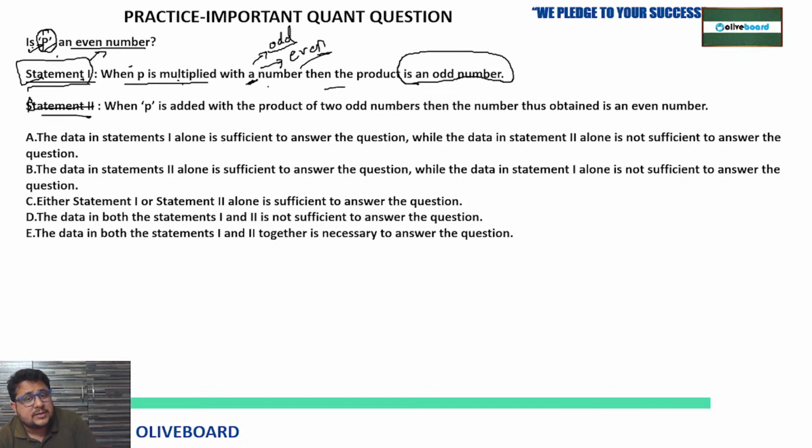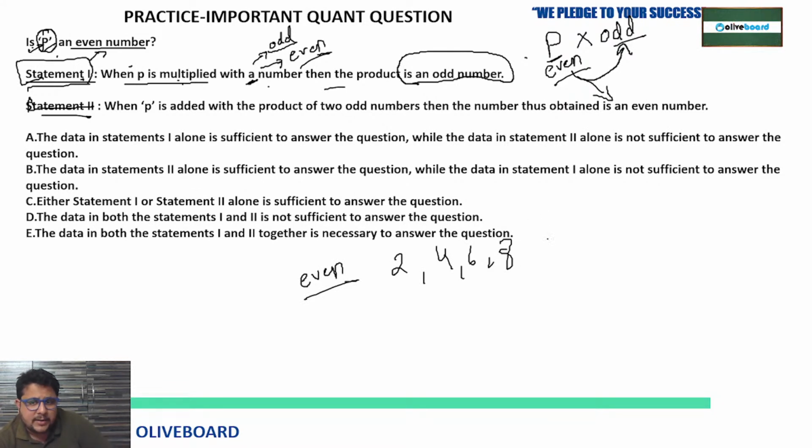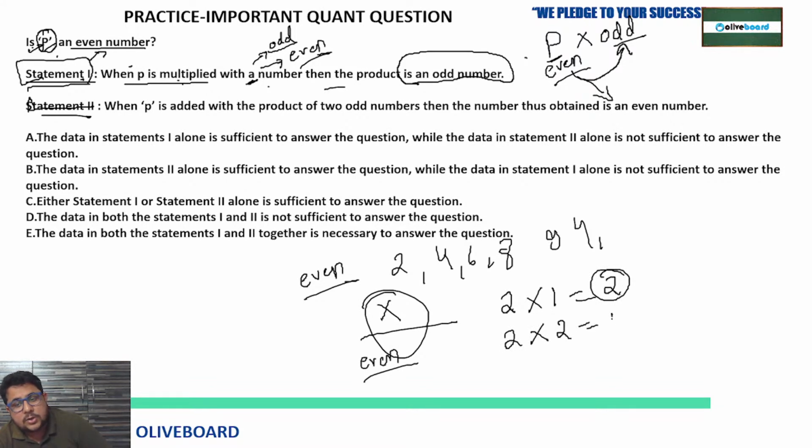When P is multiplied with a number, then the product is an odd number. Whatever that number is, if we multiply with an odd number and we are assuming that P is an even number, remember: if P is an even number, like 2, 4, 6, 8, you can imagine any number, 94, 1000, 1024, all are even numbers which are divisible by 2. If you are multiplying an even number with any number, either odd or even, you are always going to get an even number as the product. If you multiply an odd number with an even number, you get an even number. If you multiply an even number with an even number, you also get an even number.